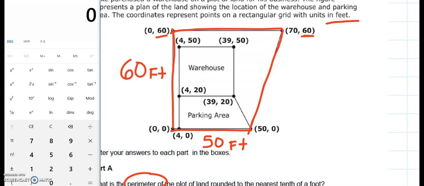So all we're doing is moving to the right. From 0 to 70, we've moved to the right 70 boxes, so it's 70 feet. And now the last length that we need to find is this diagonal one, which means we're going to have to do some trig.